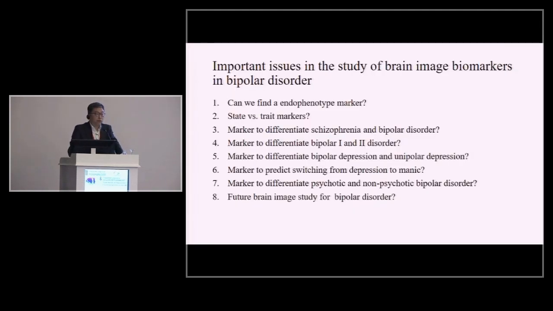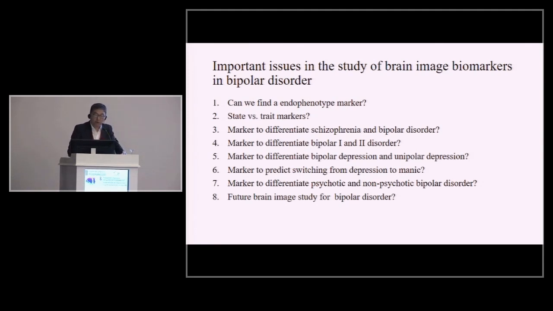So before I get into detail, I will give you some representative papers, and some of them come from my group. I just want to show you how difficult this is. And lastly, I will give you my viewpoint on how to improve our research and the future strategy for brain imaging study.